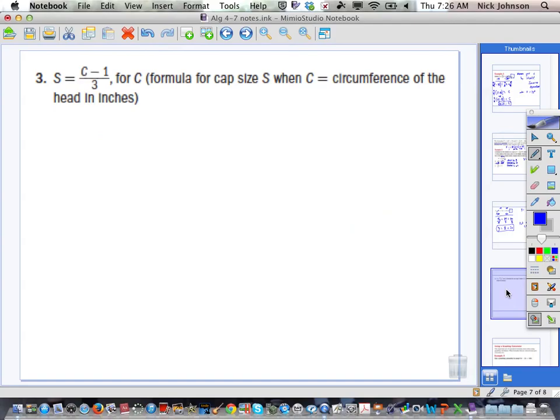3. S equals c minus 1 all over 3. They want us to solve for c.